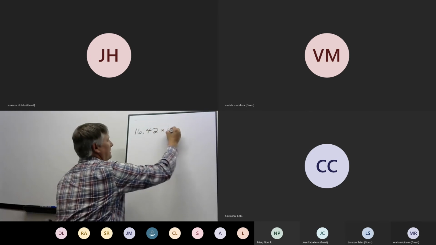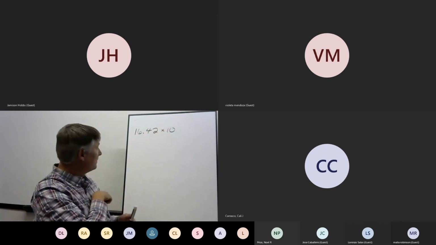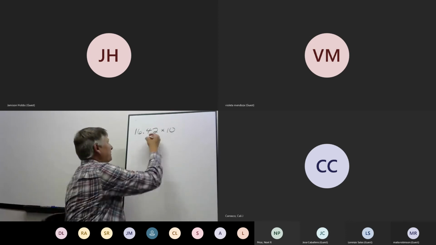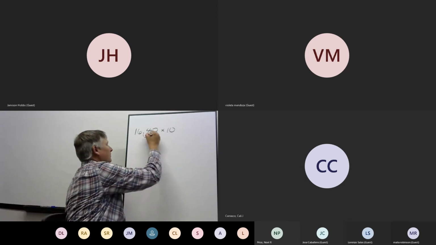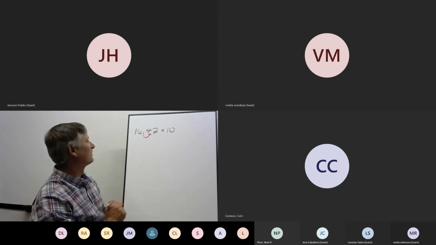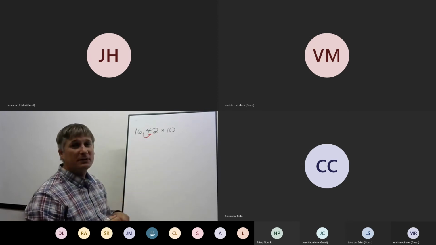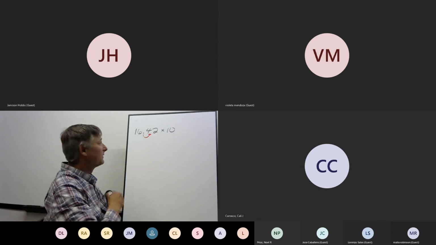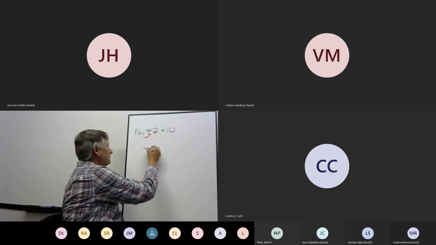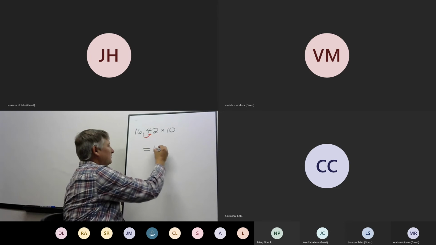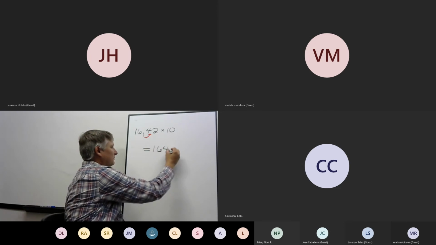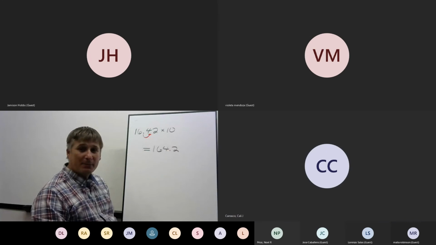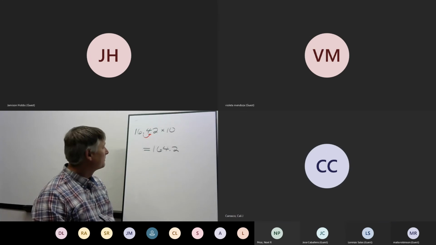You multiply by 10, that decimal moves to the right one space. And so we're going to get 164 and 2/10. And we're going to talk about how we name these things later. So that's what happens when we multiply by 10.